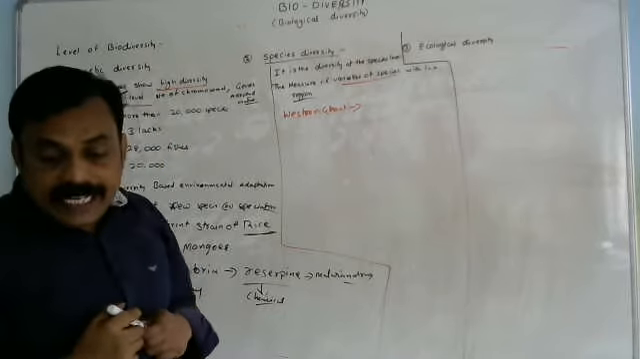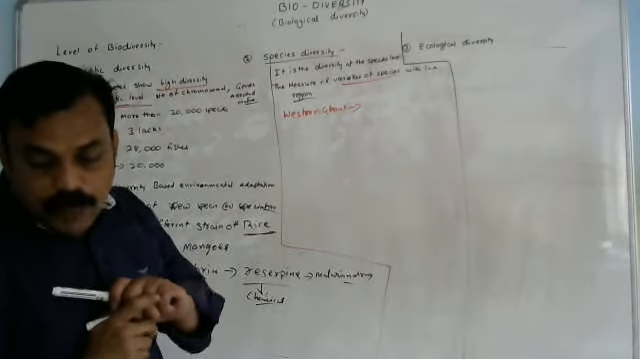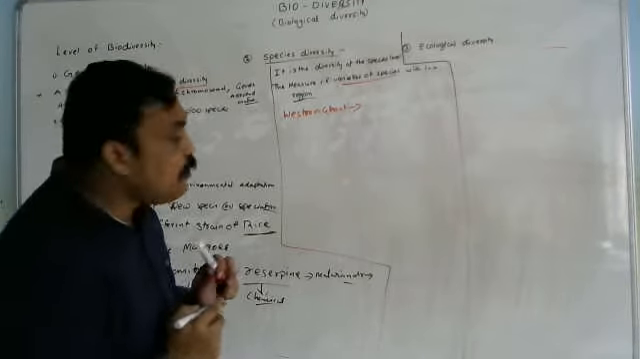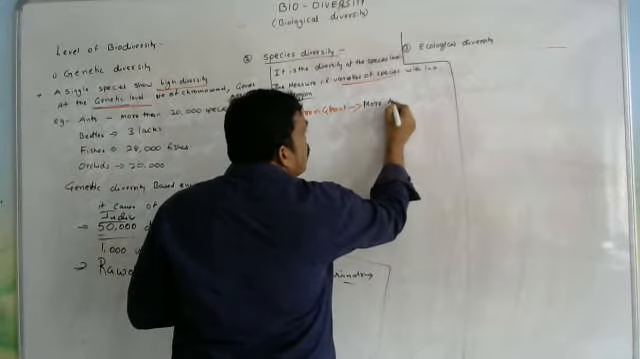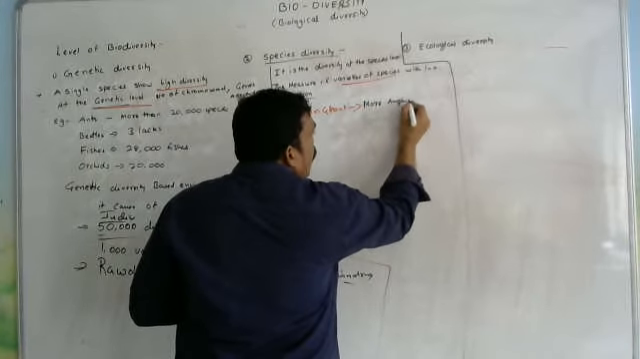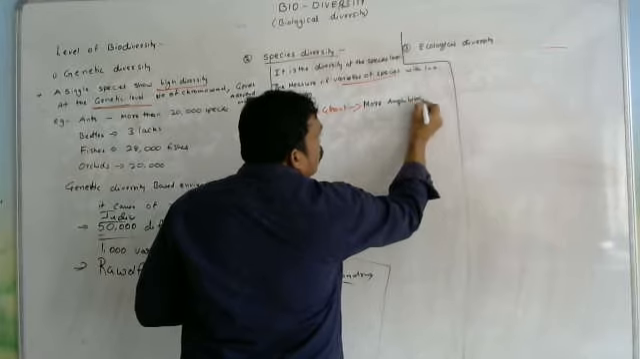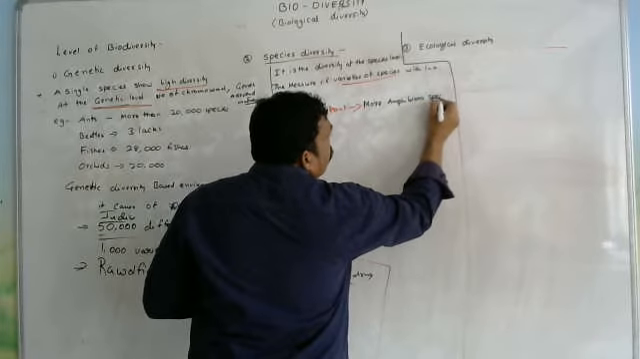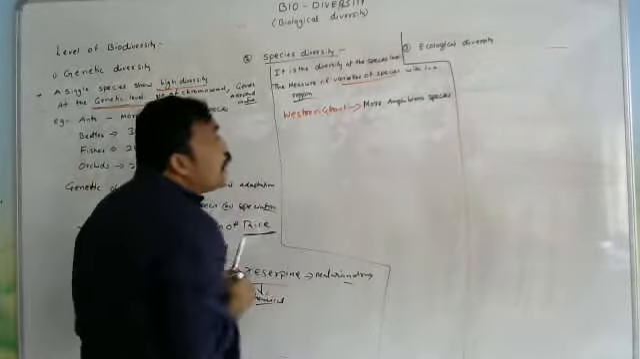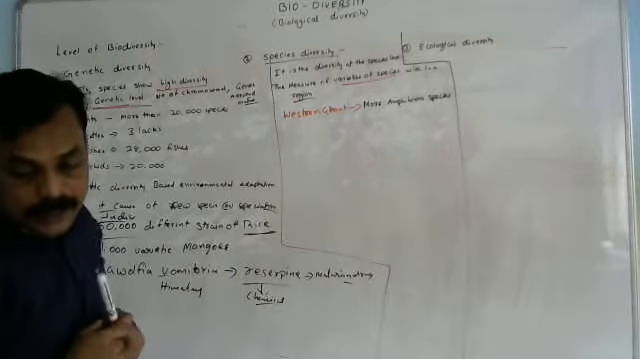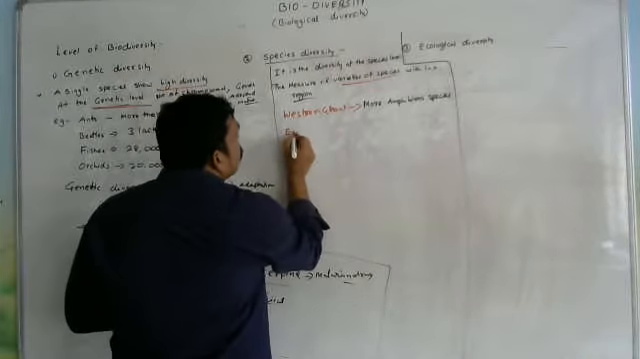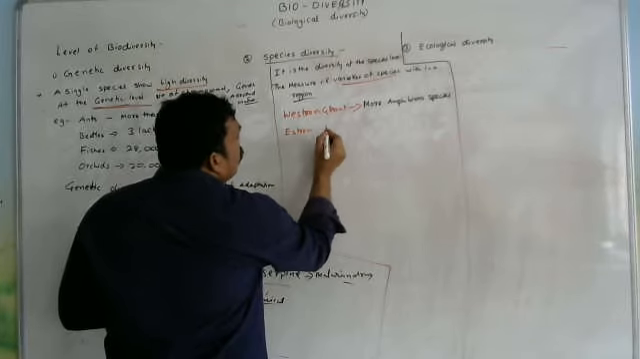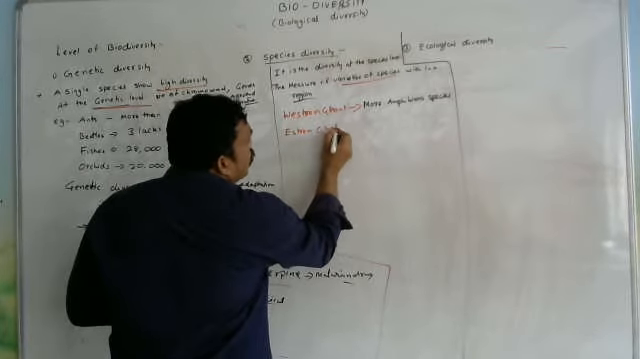Western Ghats showing varieties of what? Varieties of amphibians. More amphibian species. Western Ghats show more amphibian species diversity than the Eastern Ghats. Compare with the Eastern Ghats.